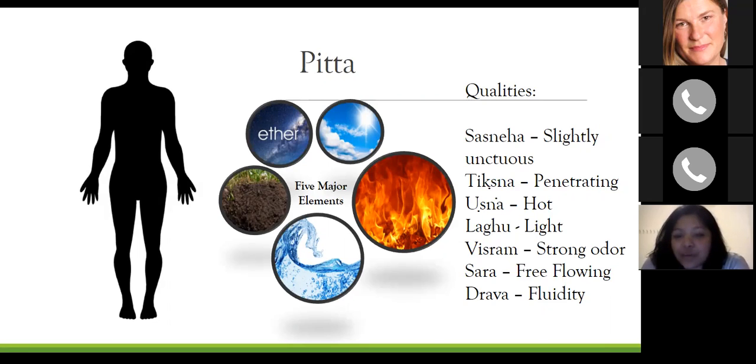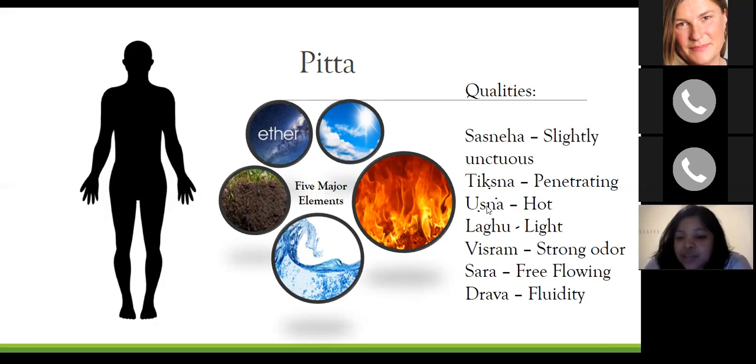So the qualities associated with the Pitta dosha, which is the representation of the fire and water elements, are sasneha, which means it's slightly unctuous or slightly moist; tikshna, which means it's very penetrating; ushna, which is hot; laghu, which is light; visram, which means it has a strong odor; sara, which means it's free flowing; and drava, which is fluidity.